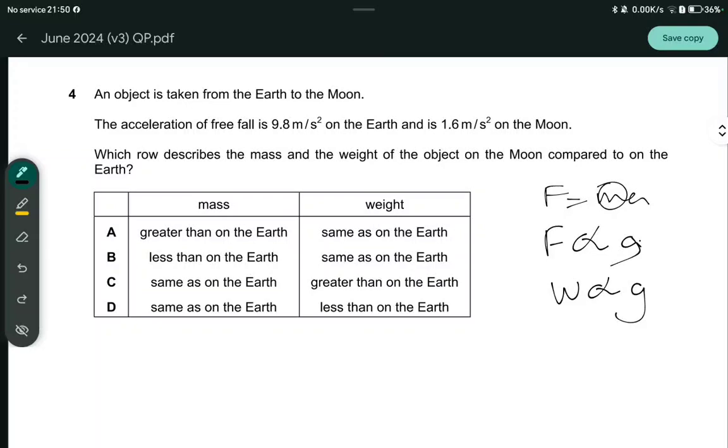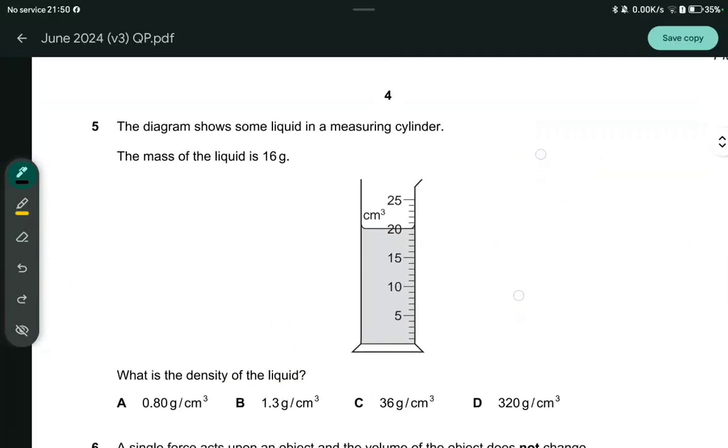So let's see, the m is always constant. These are the two solutions we're looking for. Which row describes the mass and the weight of the object on the Moon? So on the Moon, g goes down. g is less than the g on Earth, so our W is supposed to be less. So we have to say it's less than the Earth. Go with D.